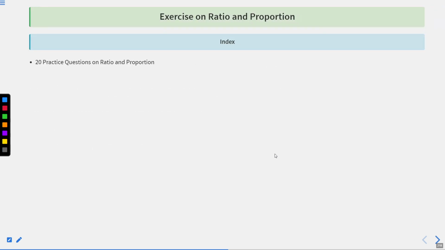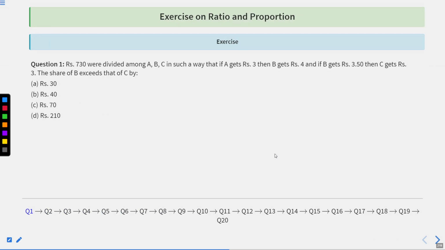In this lecture, we are going to see 20 practice questions on ratio and proportion. So let us start with the very first question.